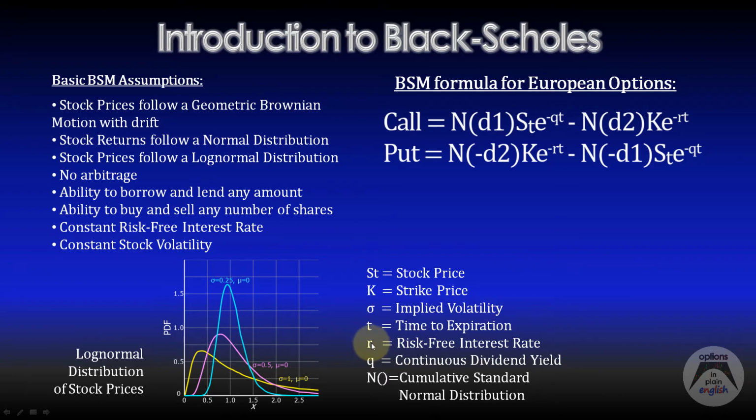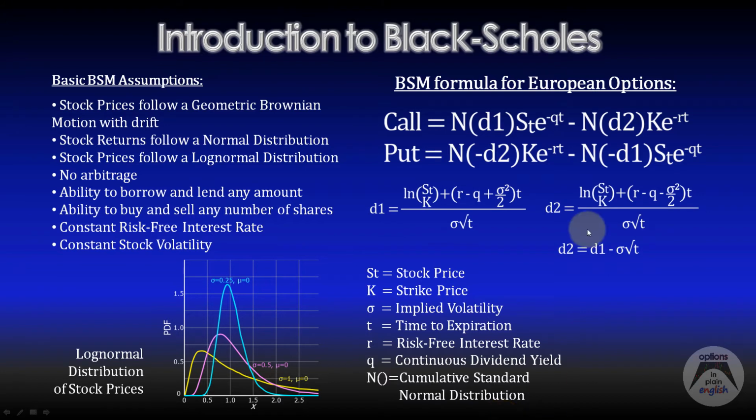R is a risk-free interest rate. Q is a continuous dividend yield. So for options that pay out a dividend, you convert those payments to a continuous dividend yield that could be applied to the Euler constant, the exponential number here, to get the income stream pertaining to dividends. And that's how you get the number Q, and that Q represents the continuous dividend yield. And the capital N function is the cumulative standard normal distribution function.